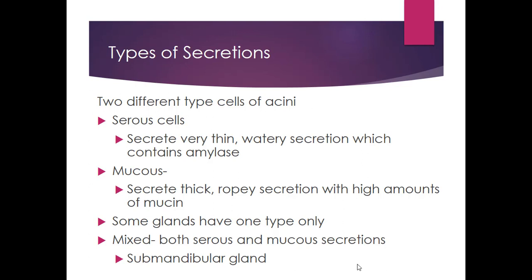So your salivary glands have two different types of secretion. There are serous cells, and they secrete more of a watery secretion that contains amylase. Other glands secrete mucus, and we all know what mucus is. It's thick and ropey with high amounts of mucin. So some glands have only one type, and the submandibular has both serous and mucus secretions. So you may notice an increase in mucus secretions when you are thirsty. Your saliva feels thicker.